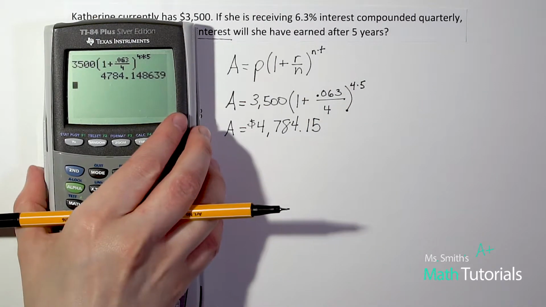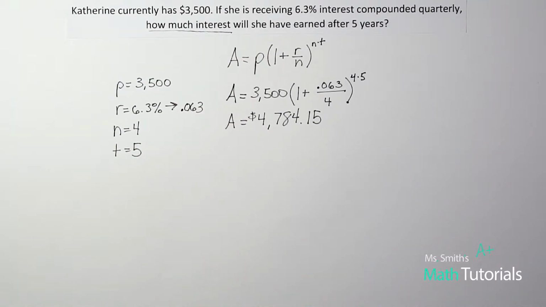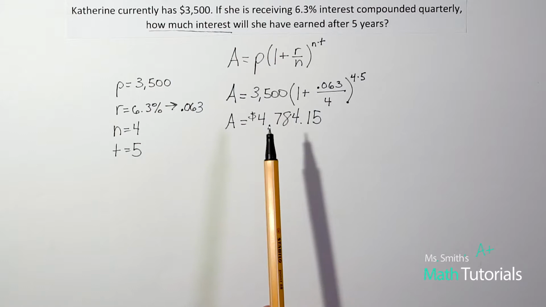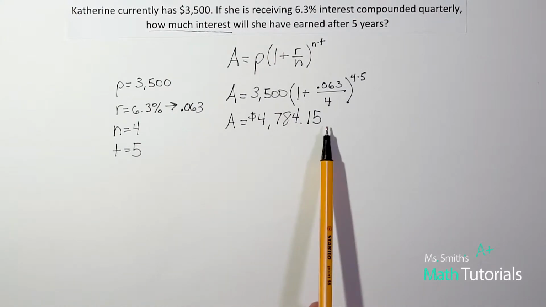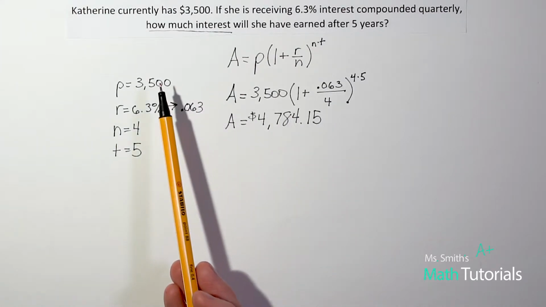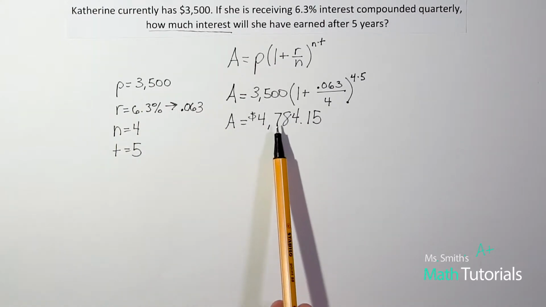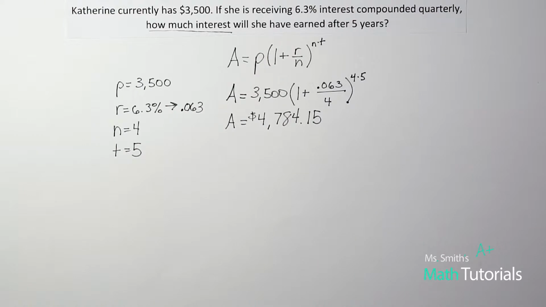Now, a lot of people, when we move too fast, myself included, sometimes we would stop there, circle that as the answer, and keep moving. The problem is we haven't actually answered what they've asked. They said, how much interest will she have earned after 5 years? So this is not our interest amount. That's just the total in the account after 5 years. So we've got to really think about this. She started the account with $3,500. Now we have $4,784.15. So how much interest is earned?